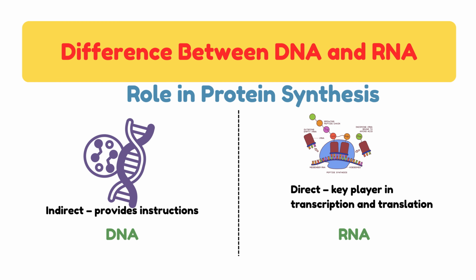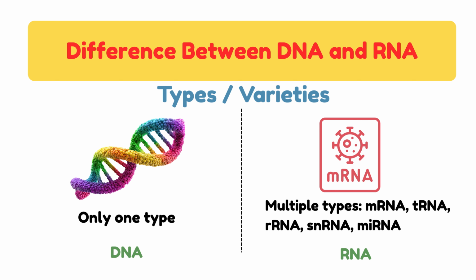Role in protein synthesis. DNA has an indirect role, it provides the instructions. RNA has a direct role, it carries the instructions to ribosomes, helps build proteins, and ensures everything happens in the correct order. Types or varieties.